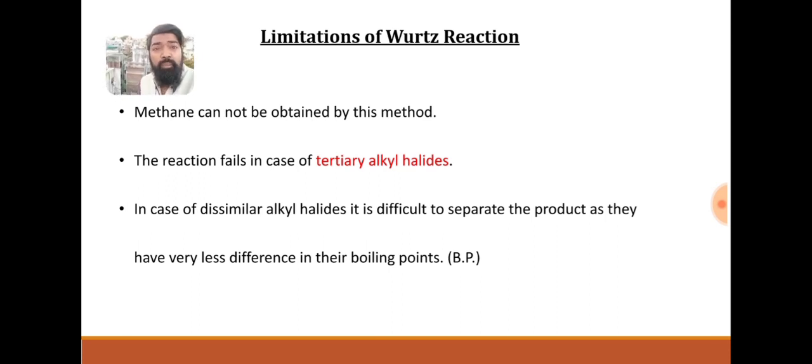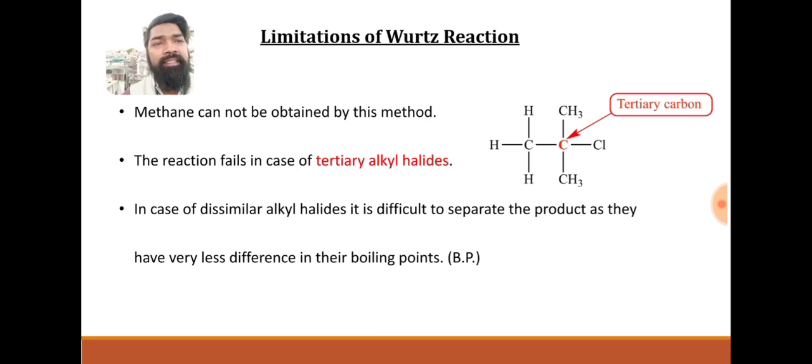The very first is that methane cannot be obtained by this method. The reaction fails in case of tertiary alkyl halides. Do you know about tertiary alkyl halides? What is a tertiary alkyl halide? Can anybody guess? Think, you have only 5 seconds. 5, 4, 3, 2, 1. Yes, this is the tertiary alkyl halide: the carbon which is attached to the halogen.